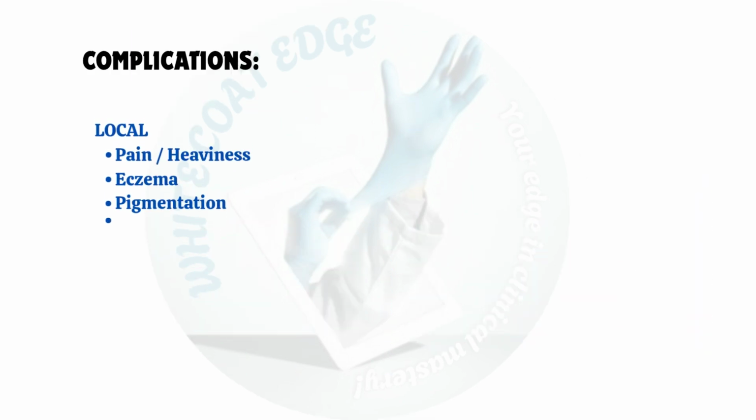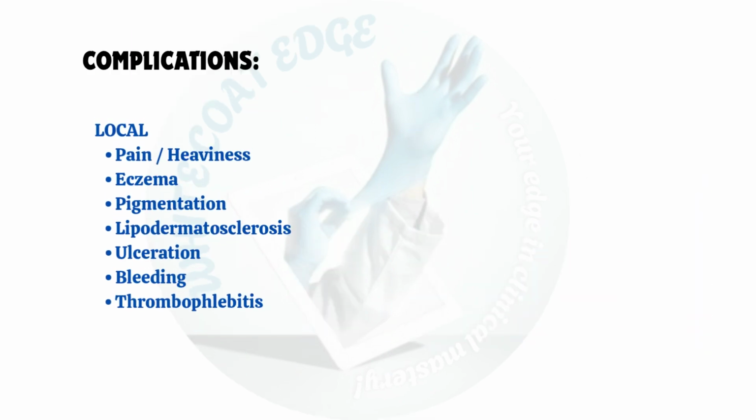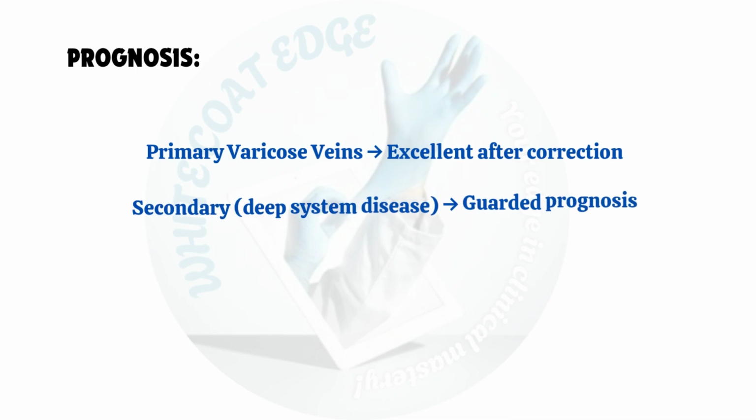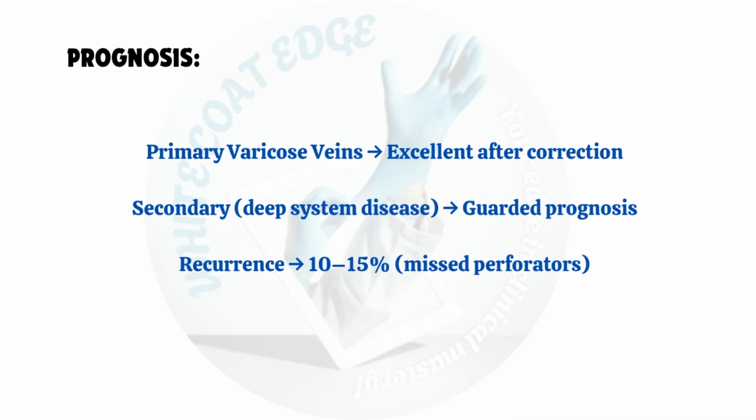Complications. Local complications include pain or heaviness, eczema, pigmentation, lipodermatosclerosis, ulceration, bleeding, thrombophlebitis. Systemic include recurrent infection, edema, and poor wound healing. Prognosis. Primary varicose veins are excellent after correction. Secondary, or if deep venous system is involved, there is guarded prognosis. And recurrence: it has 10 to 15% recurrence for missed perforators.